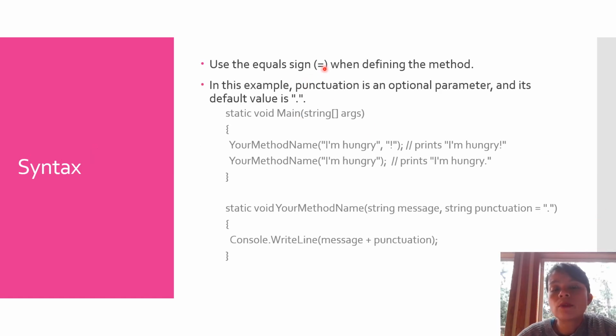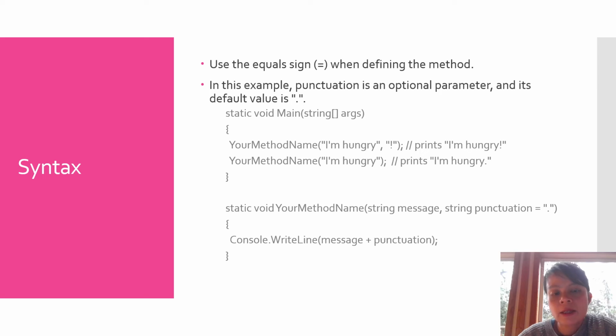So you can use the equal sign when defining the method. Okay, so in this example, the punctuation is an optional parameter and its default value is here, period. Okay, default value is period. So let's take a look at it.